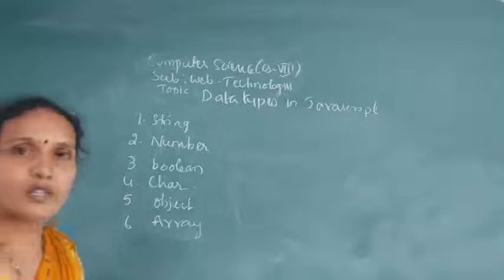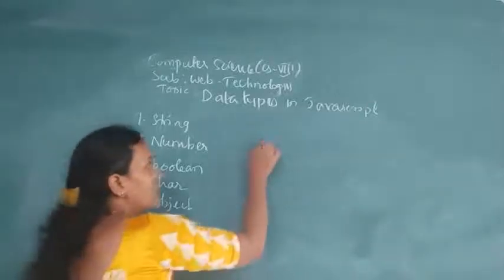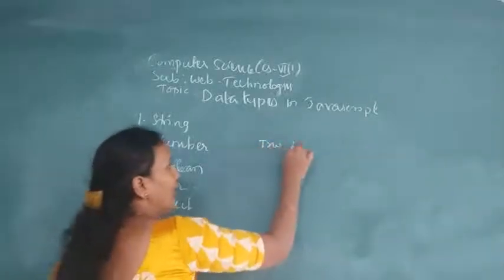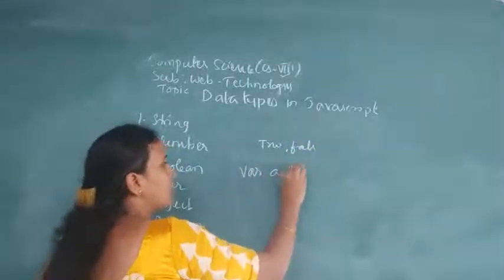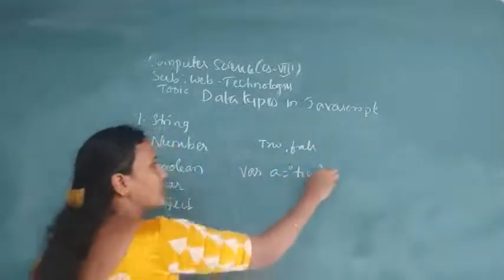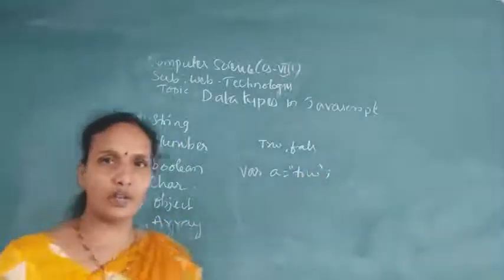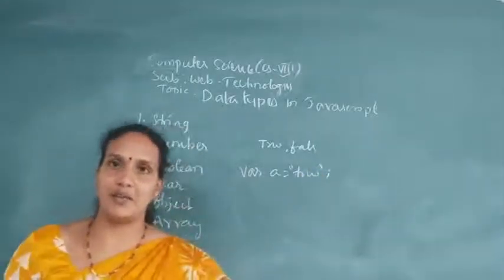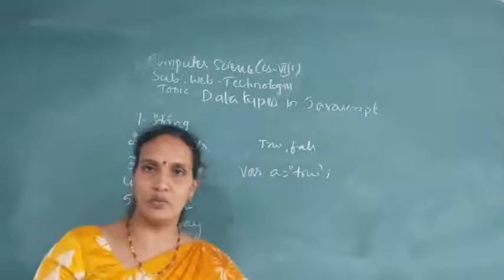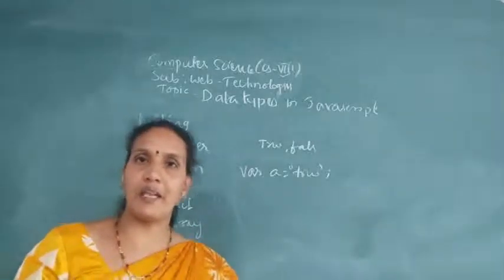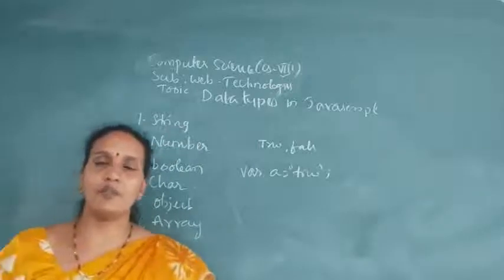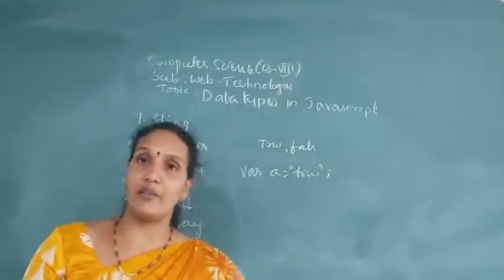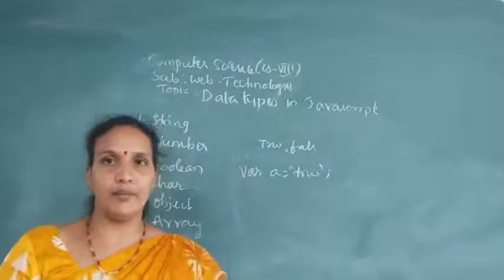So boolean means there are only two values, true and false. If var a equals true, it means whether you are giving a true or false. Based on that, if it is true, and if you have assigned a value as false, then the data type of that variable will be Boolean.